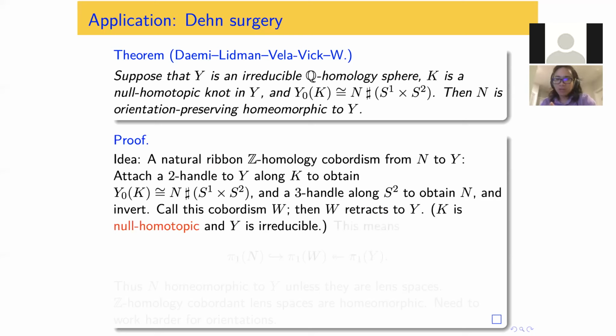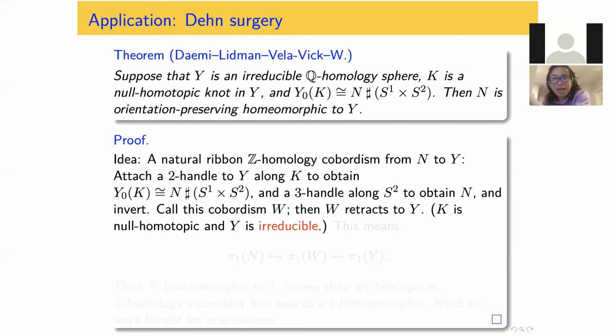Well, K is null homotopic, so you can homotope K to a point, and so attaching, the 2 handles can be retracted because of that. And now you want to check that the 3 handles can also be retracted. Sorry, I keep using the plural here because, as I mentioned, this works for links L as well, and you can imagine that the proof goes in the same way.